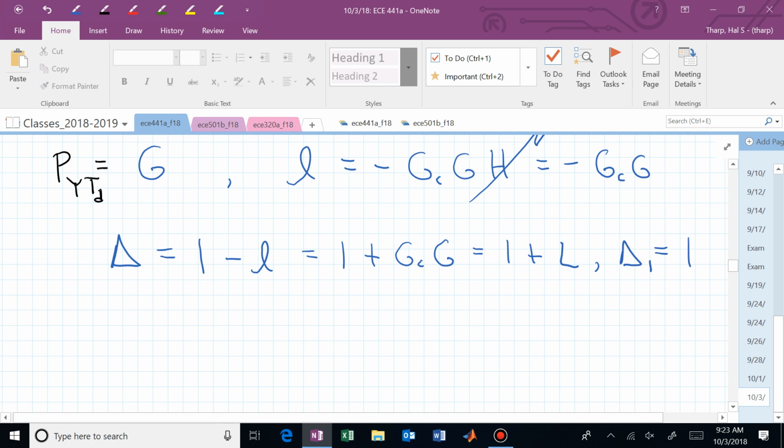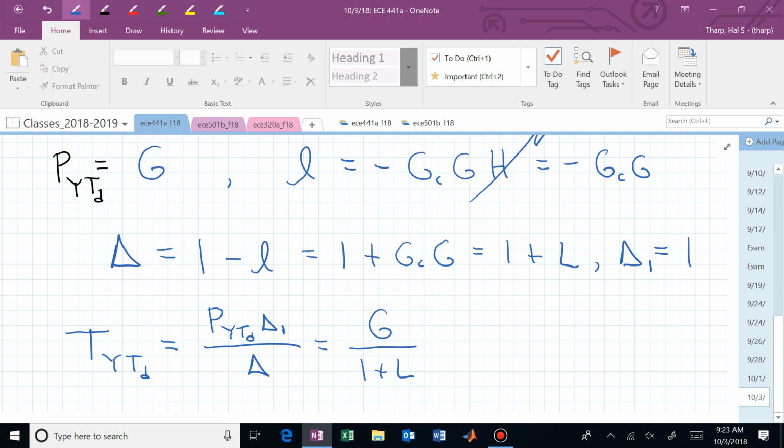Now we can put all of those pieces together to find the transfer function between t sub d and y. That's the notation that I'm using. T sub d to y, that transfer function, that's now P of y t sub d times delta 1 over delta. And P sub y t sub d was just g. Delta 1 was 1. And there we have it. There's our transfer function between the disturbance, t sub d, and the output y.